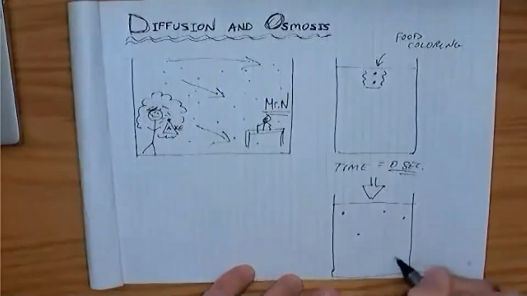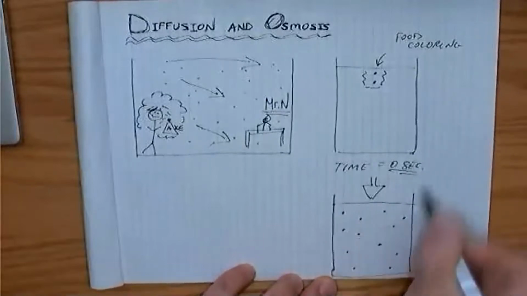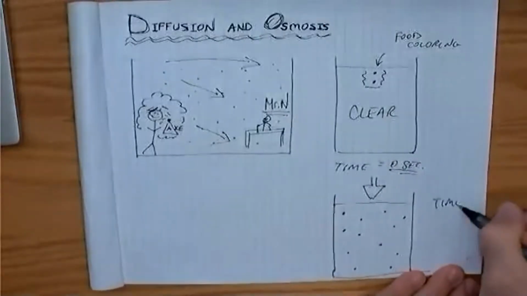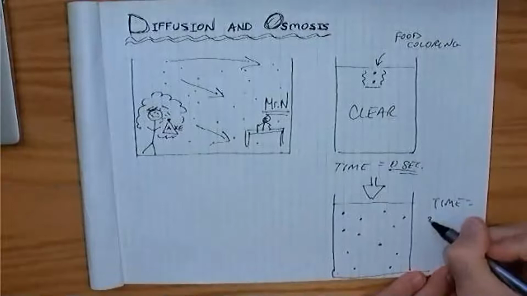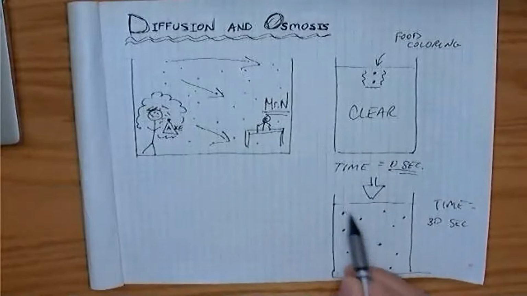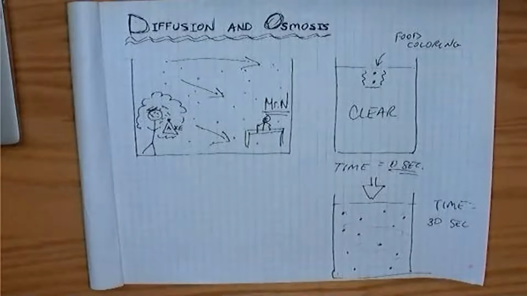And before you know it, the entire color has changed, and it's gone from clear to, at maybe time equals 30 seconds, the entire beaker or glass becoming a different shade of whatever color food coloring you put in there. Well, that is basically the process of diffusion. Those are a couple places where you've noticed diffusion happening before.